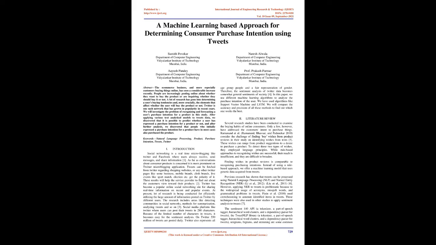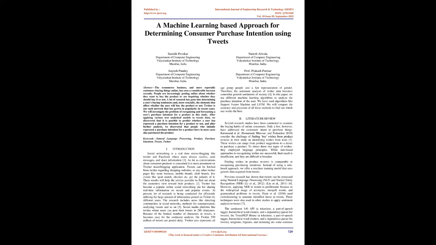Introduction. Social networking is a real-time microblogging like Twitter and Facebook where users always receive, send messages, and share information. 1. As far as conversations about consumer products is concerned, it is more prominent on Twitter microblogging application. Tweets can be fetched from Twitter regarding shopping websites, or any other Twitter pages like some business, mobile brands, cloth brands, live events like sport match, election etc. Get the polarity of it. These results will help the service provider to find out about the customer's view toward their products too.